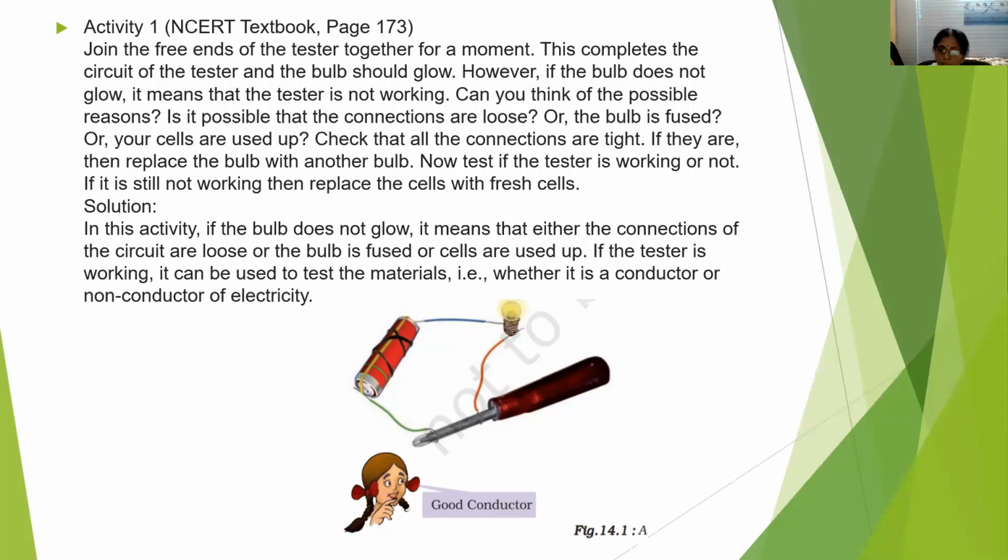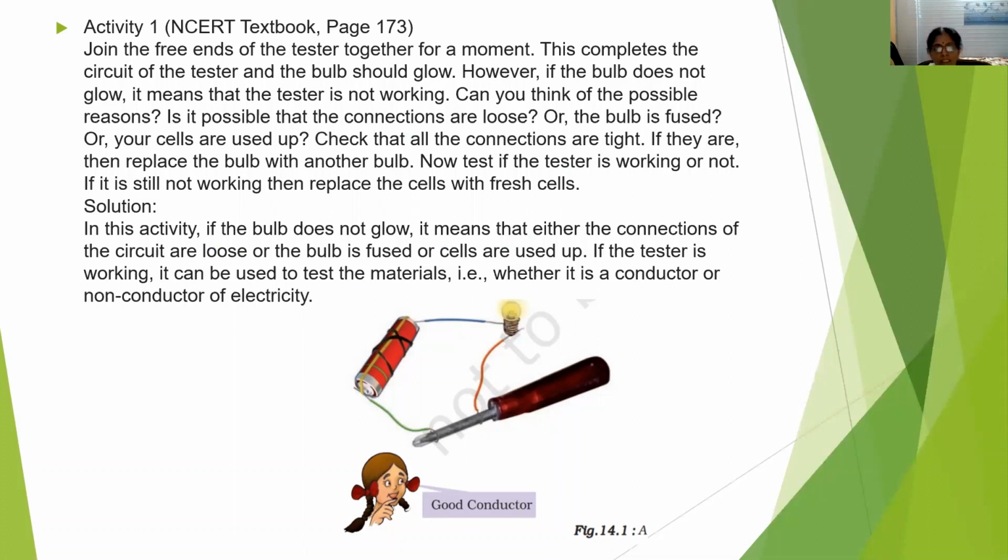Can you think if that is the only possible reason? We cannot immediately decide the tester is not working. There are other possible reasons also. We have to check whether all the connections are proper and tight, whether the bulb is fused or not, or whether the cells we used have drained out or not. We have to make the connections tight. If it is still not working, then replace the bulb. If the bulb is fused, we have to replace it with another bulb.